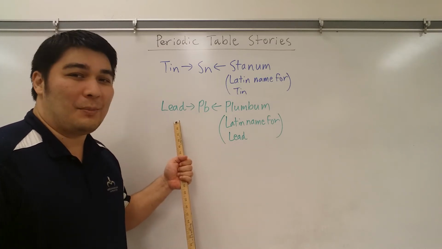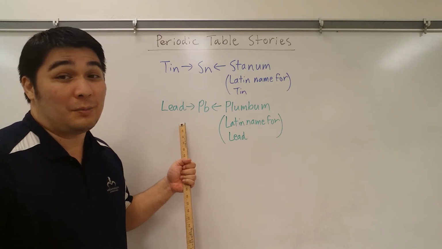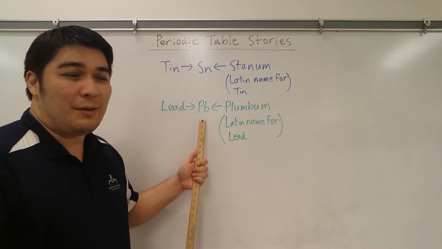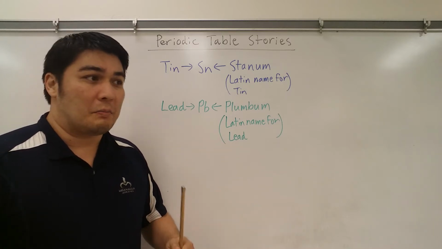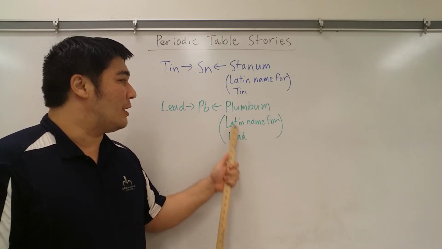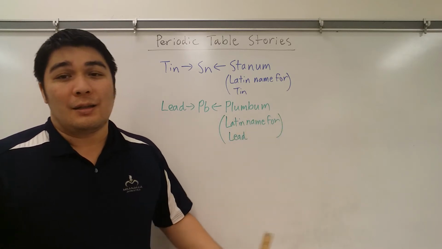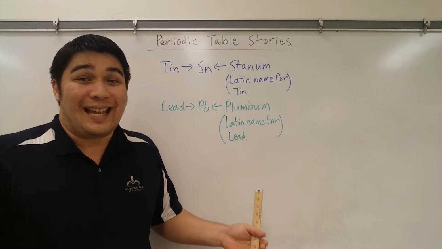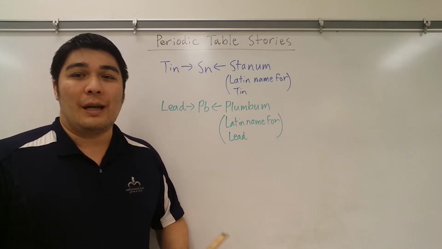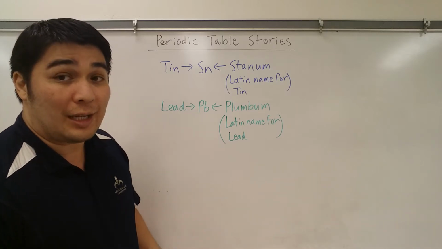Lead, you get a lot more interesting stories from this, and there's a reason for that. But let's go over the origin. You get Pb, which, again, lead has no P or B in it, but it comes from the Latin name for lead, which is plumbum. So what is the story? Why is lead so important and so useful in the ancient world? And the story goes something like this. There's actually a few of them.